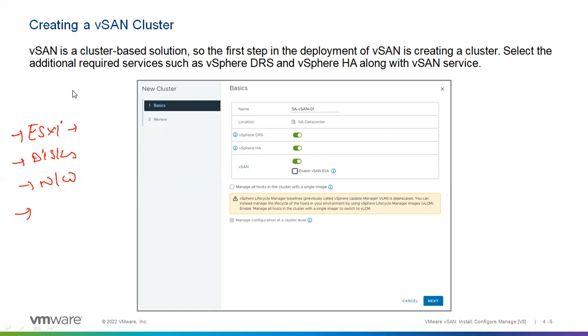Okay, so when we start to build a vSAN cluster, select the additional services DRS and HA along with vSAN itself. But yes, you can enable them later. These services should not be enabled before you enable the vSAN cluster. That's the important thing. If you are enabling the vSAN clustering feature, your HA and DRS should not be enabled earlier. They can be enabled in parallel or later. ESA, we will talk about that later, don't worry about it.